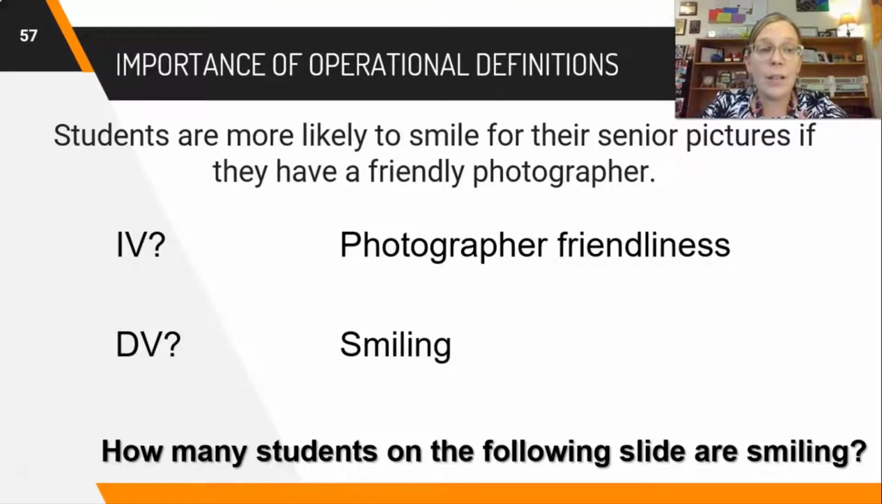So in this case, our independent variable, the variable that is controlled by the experimenter, is how friendly that photographer is. So if we're the experimenter, we might have our experimental group in a room working with a photographer who's especially nice and friendly, and then our control group will be in a room with a photographer that's kind of closed off, not very kind or friendly. So then our dependent variable, the variable that's going to be affected by the level of friendliness of our photographer, is whether or not the students are smiling.